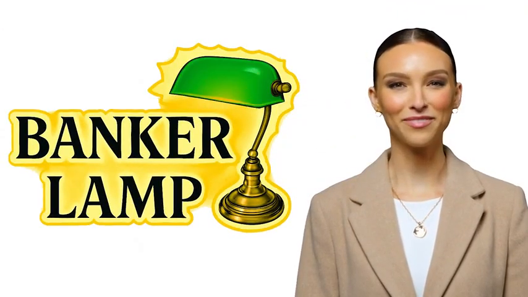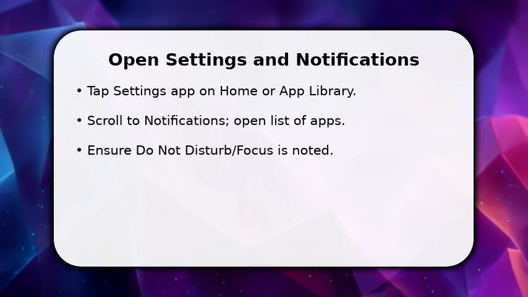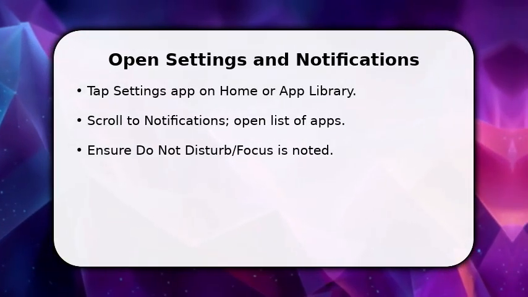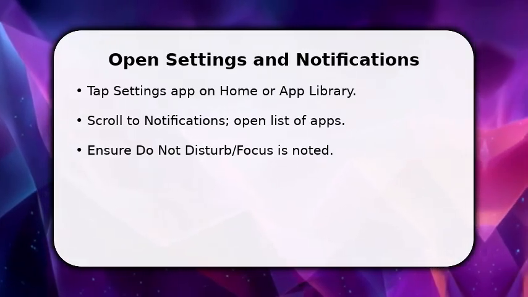Please enjoy the video. You start by opening Settings and tapping Notifications immediately. This puts you where Controls live. Once there, scan the app list to find the app you want to silence.